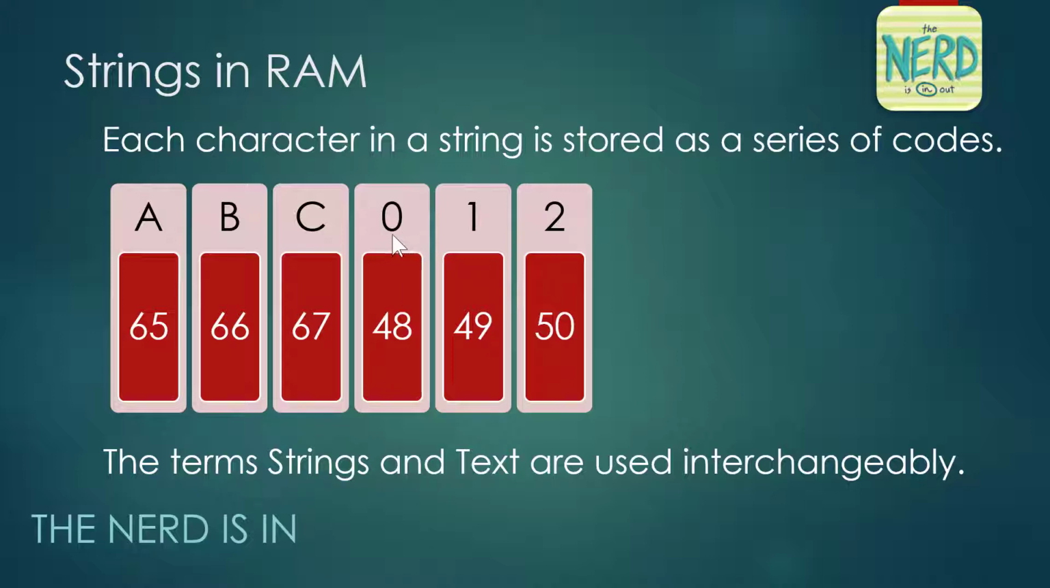The number 0 is stored as a 48, a 1 is a 49, and a 2 is a 50. And these are just stored in sequential memory locations. So this all together is a string. Now, as we go through these videos, we'll be using the terms strings and text interchangeably. A string and text are the same thing, okay? But how are numbers stored in memory in a way that the CPU can easily do math?